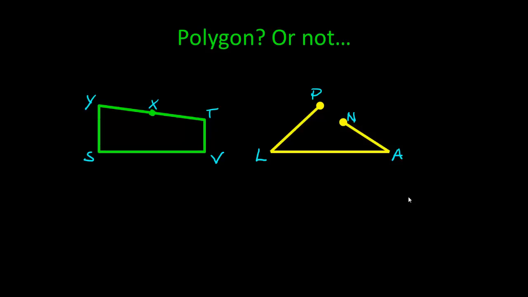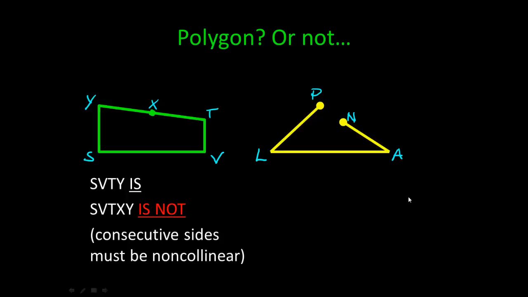All right. So, are these polygons or not? Well, SVTY is a polygon, but SVTXY is not, because consecutive sides must be non-collinear. So we can't say SVTXY because T, X and Y are all collinear, and they can't be. They have to be non-collinear to be a polygon.